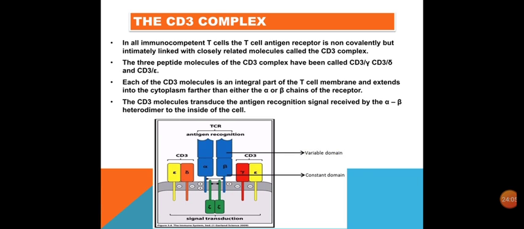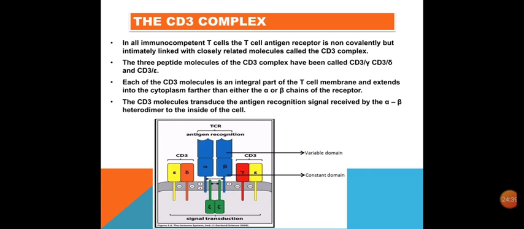The CD3 complex. In all immunocompetent T cells, the T cell antigen receptor is non-covalently but intimately linked with closely related molecules called the CD3 molecule complex. The three peptide molecules of the CD3 complex have been called CD3 gamma and epsilon and theta.